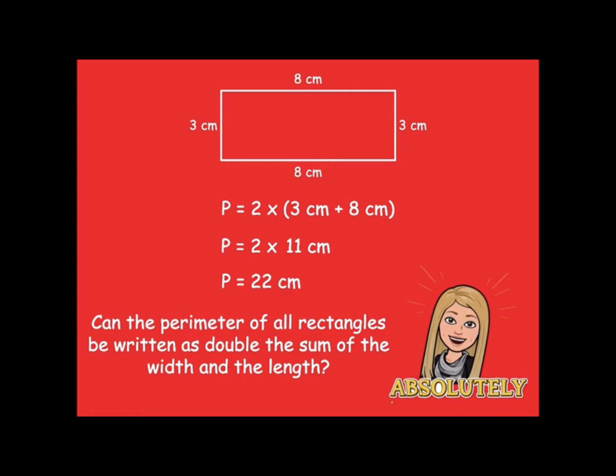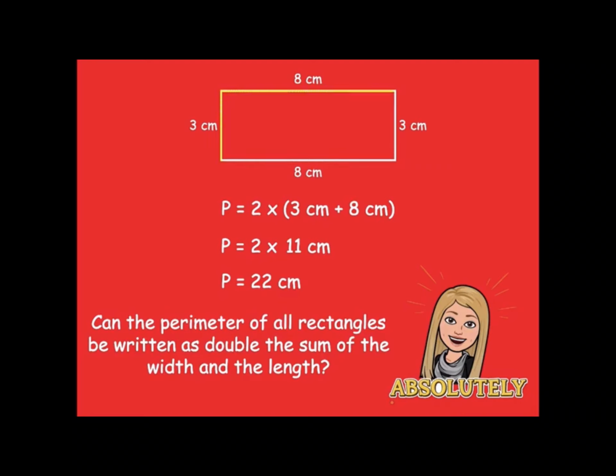Absolutely it's going to be, because all rectangles have opposite sides that are equal. So really, 3 and 3, you're doubling it. 8 and 8, you're doubling it. So if you just add two of those sides together and double it, you're going to get your perimeter. Pretty cool.